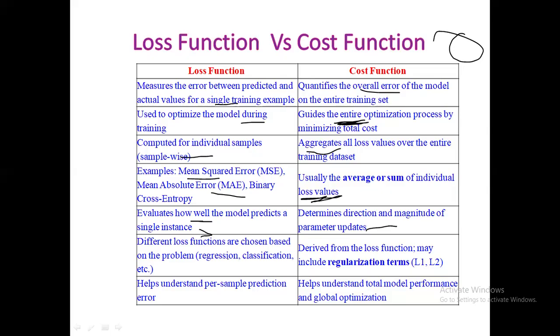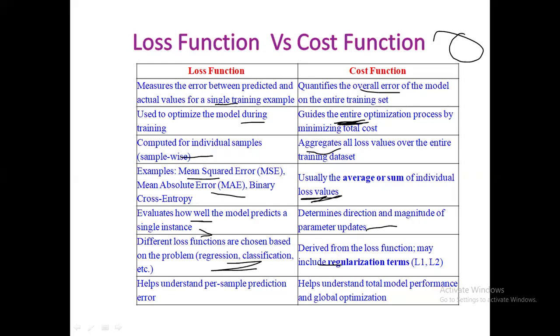Next, flexibility versus generalization. Different loss functions are chosen depending on the task, regression, classification, or probability estimation, giving task-specific flexibility.